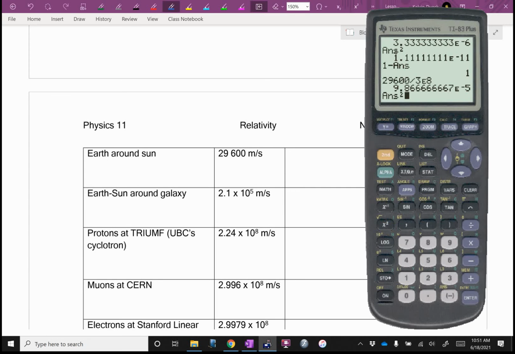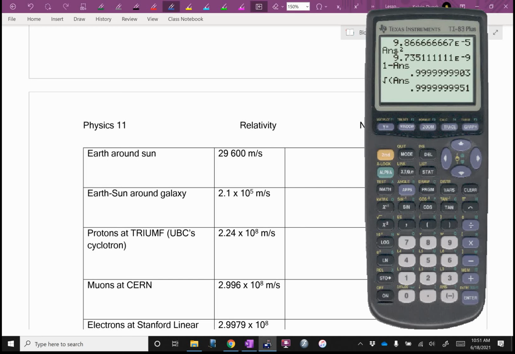X squared. 1 minus that. Okay, let's keep going. What's the next thing as we move out in the time dilation equation? What do we do with the 1 minus thing? Square root. So square root, answer button.